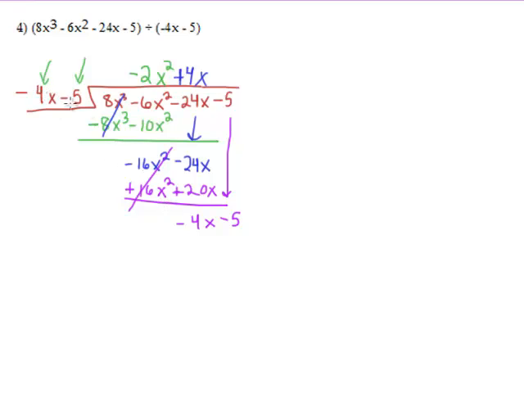What do we multiply negative 4x by to get negative 4x? Well, we already have what we want, so we would multiply by a plus 1. And when we multiply by a plus 1, we get a negative 4x and we change it to plus. We get negative 5 times 1 is negative 5. We change it to plus 5. Both of them cancel out, so no remainder. So our answer is negative 2x squared plus 4x plus 1.